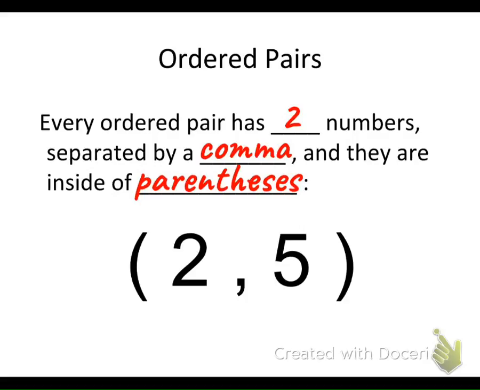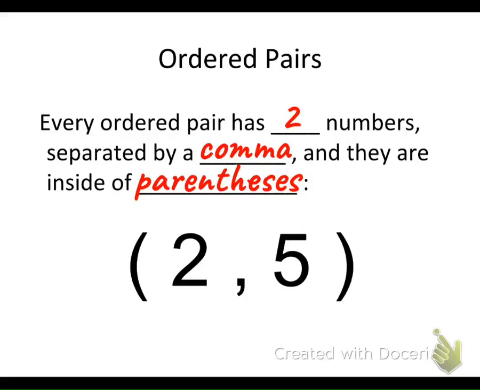It wouldn't be right. So you need to make sure each ordered pair has two numbers. They're separated by a comma and they're inside of parentheses. If you don't separate it by a comma, like let's say you didn't put a comma here, I think that's 25, not 2, 5. So it's going to change the value.